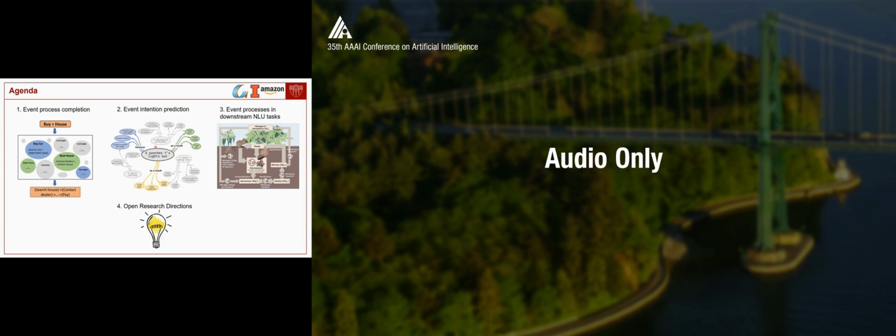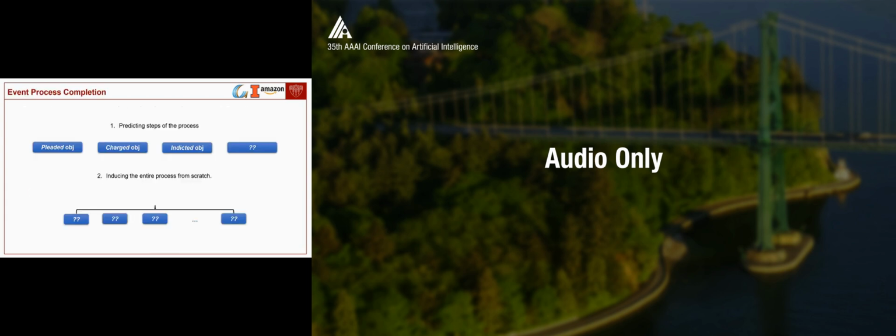So first, let's look at the event process completion task. There are actually two different definitions of event process completion. One is that given a partially complete event process, a system tries to predict the missing step, or most of the time predicting the possible future steps. And the other problem definition is that given a coarse-grained event as an objective, the system tries to predict the entire process from scratch.